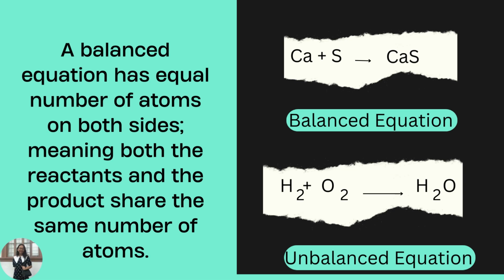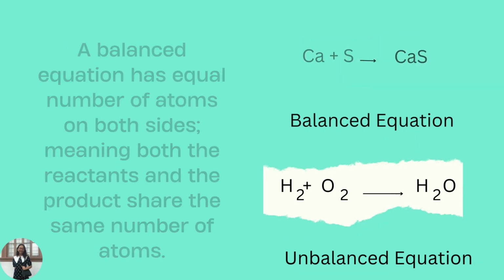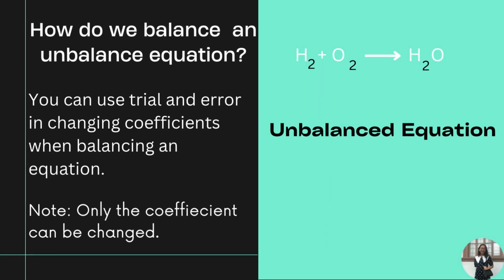Ca + S yields CaS, while an unbalanced equation is H2 + O2 yields H2O. The reactants in the unbalanced equation have 2 H atoms and 2 O atoms, whereas the product shows only 2 H atoms and only 1 O atom. So it is unbalanced. So how do we balance an unbalanced equation?